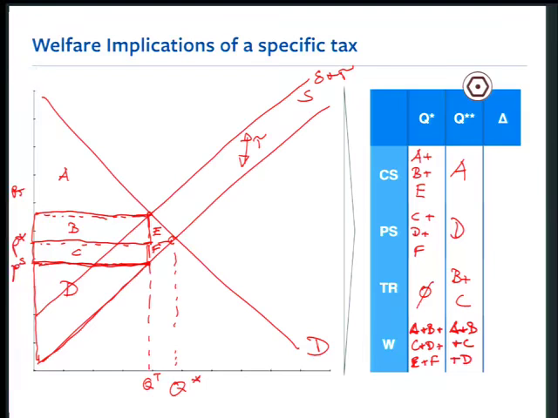So total welfare in a perfectly competitive market was A, B, C, D, E, F. Now we have A, B, C, and D. So deadweight loss, which often is a triangle, not always, is going to be E and F.